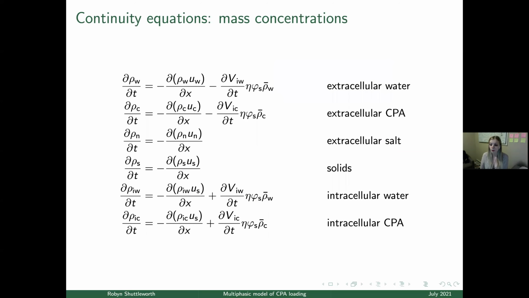Here, we don't have an equation for intracellular salt. And this is because we assume that the cell membrane is impermeable to salt. So the salt we start off with in the cell is the salt we will have throughout.